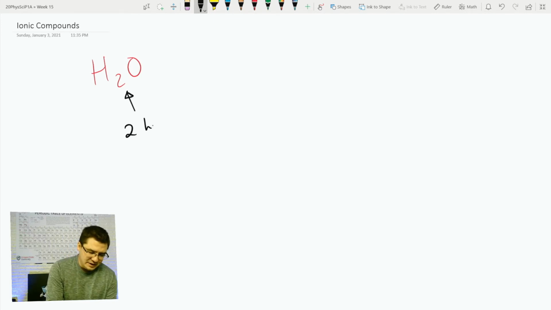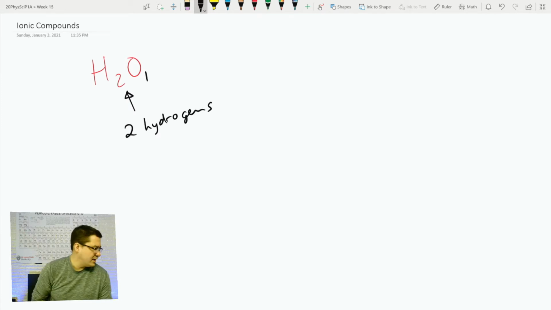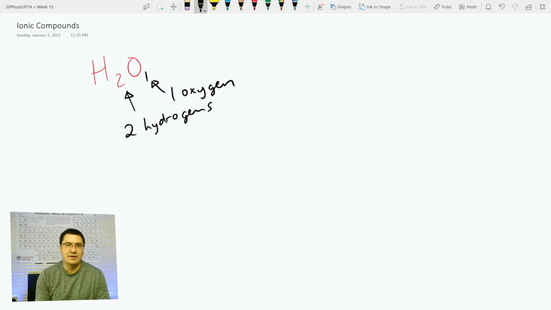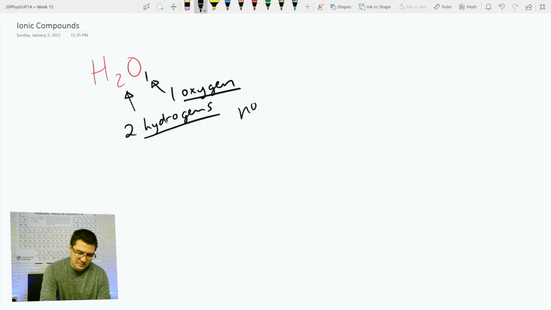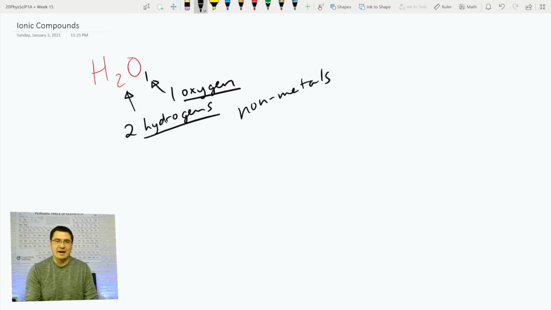This is 2 hydrogens for every, and there's a hidden 1 if there's no 1 written as a subscript, for every 1 oxygen. And so H2O makes a compound called water. Now, water is a covalent compound. Water is made up of hydrogen and oxygen, which are both nonmetals. So multiple nonmetallic atoms combined will form covalent compounds, and we're going to talk about covalent compounds next week.